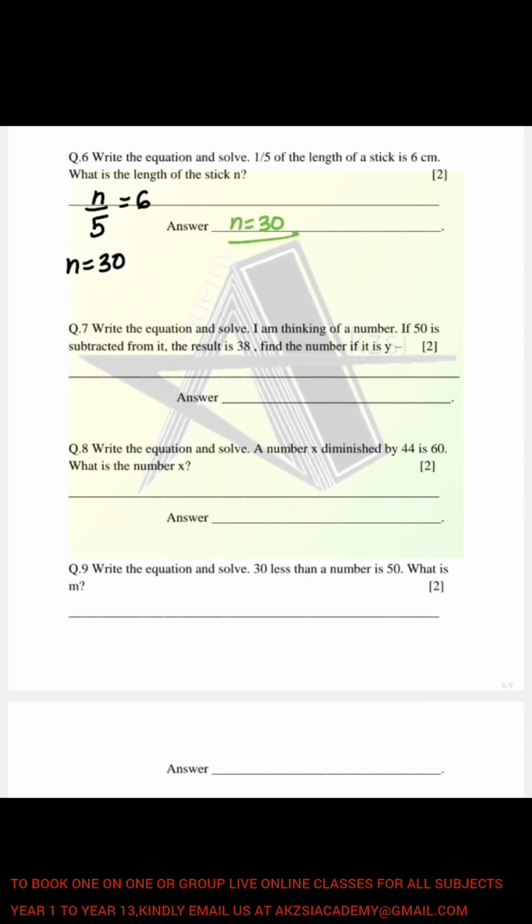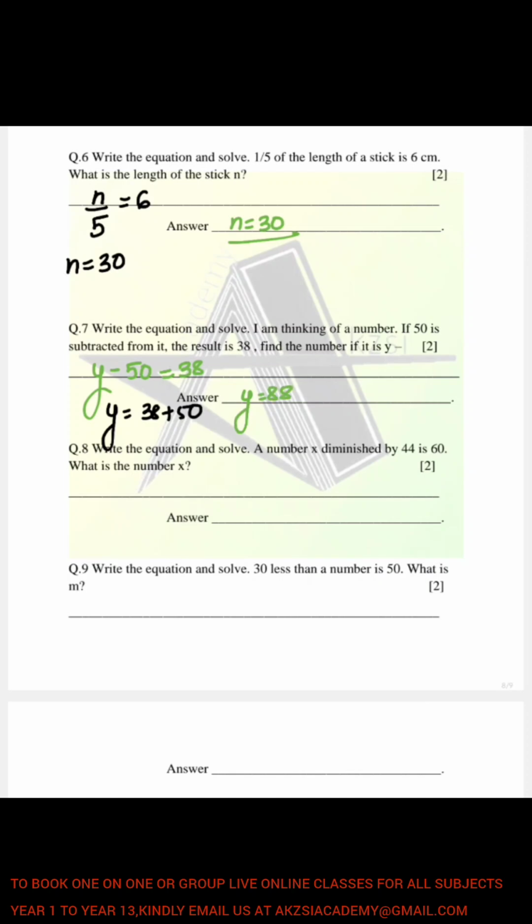Write the equation and solve. I'm thinking of a number. If 50 is subtracted from it, the result is 38. Find the number. See, so there is a number y. We have to assume that number to be y. So I'm thinking of a number which is y, and when I subtract 50 from it, the result is 38. It's a very simple equation to solve. Y is equal to 38 plus 50, which is 88. So the answer is 88.